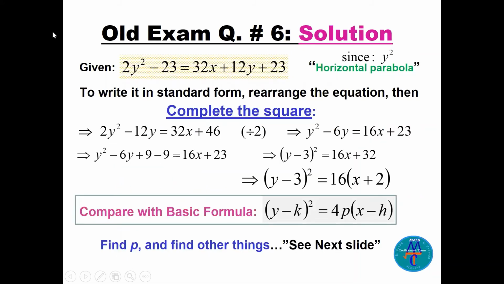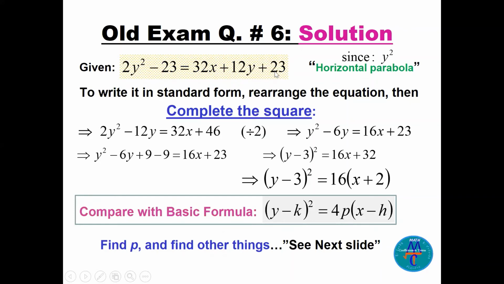All right, we have here y squared. So this is a horizontal parabola, it opens right or left. If we have a squared on the x in the parabola, then it opens up or down. Let's complete this square. 2y squared, I need the y, so I bring here minus 12y.